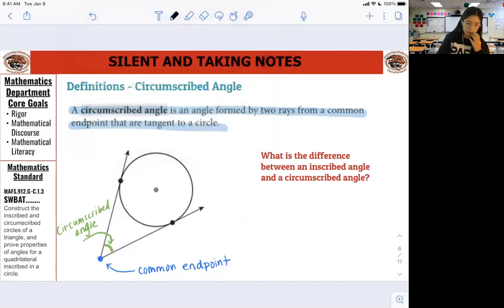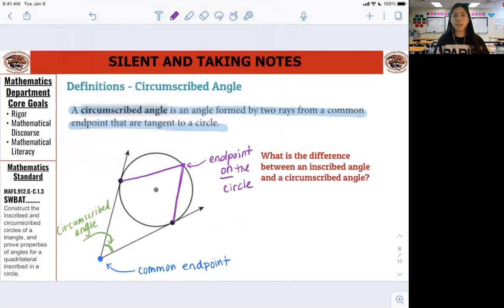So with an inscribed angle, the common endpoint is on the circle. Right? Whereas a circumscribed angle, the common endpoint is outside of the circle. So that's kind of the biggest difference.